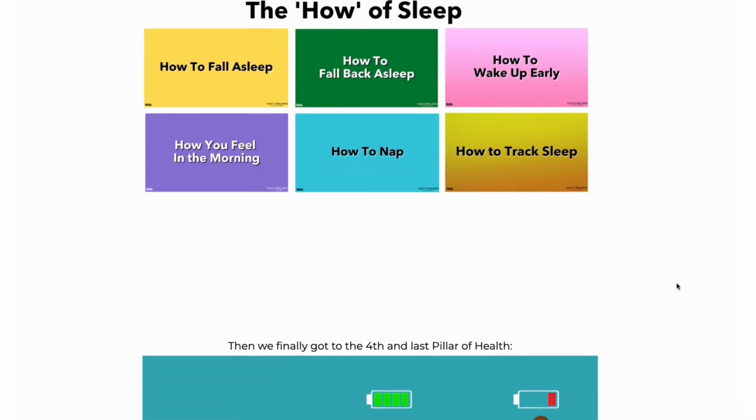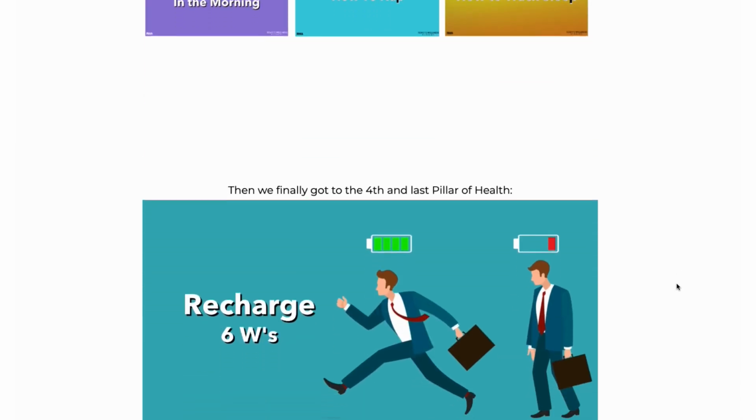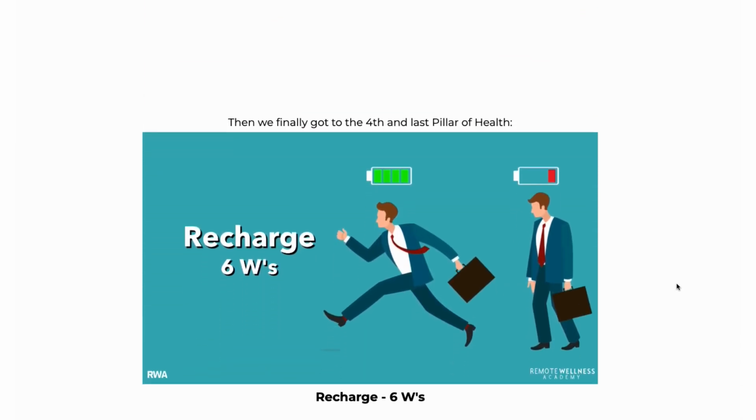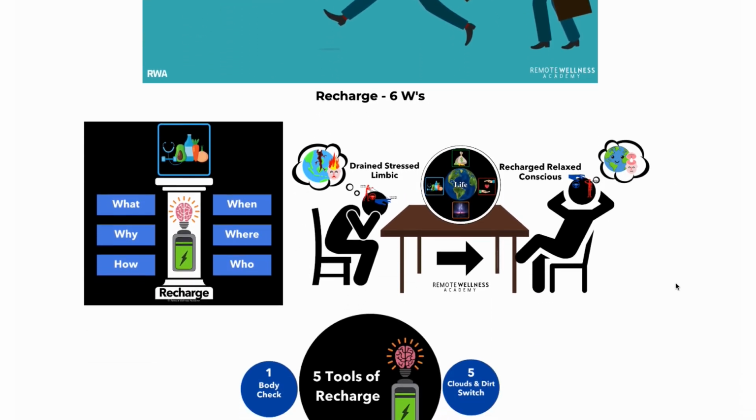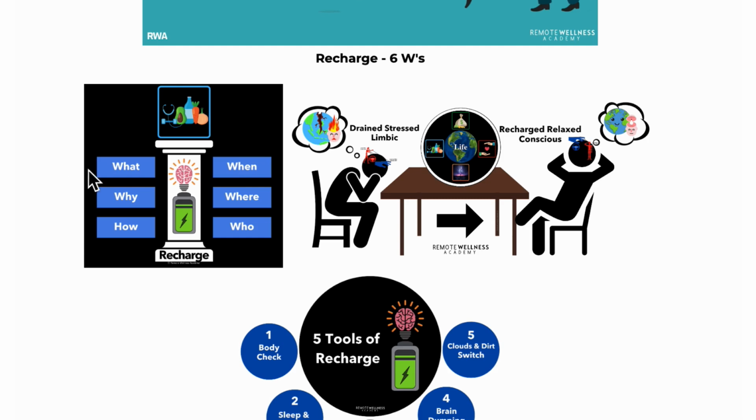From there, we finally got to talking about the 4th and last pillar of health, which is the 6 W's of recharge. Inside of that training, we talked about what recharge is, why recharge is important, how, when, where, and who, all about recharge. And we say that recharge is basically activities that help you transition from being your drained, stressed, limbic self into becoming your recharged, relaxed, conscious self, so that you can tackle this thing called life much better.